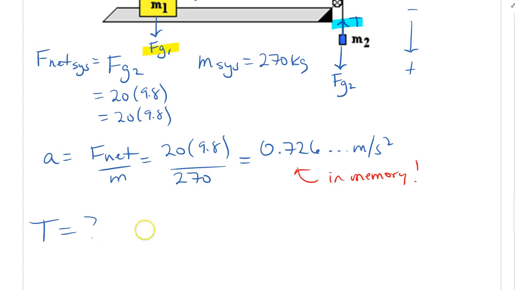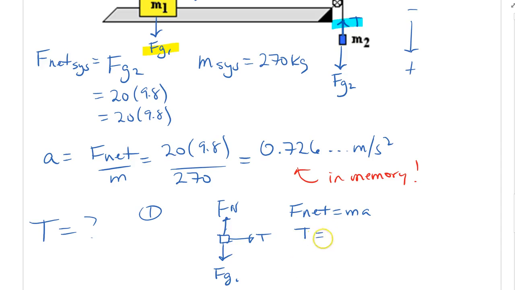So to do the tension force, let's try free body diagram number 1. So here's my object. I had Fg1 downwards, I had the normal force this way, and I had this tension force that way. If I write an F net equals ma statement for it, these two cancel each other out, and I just have that tension force, which is equal to the mass of object number 1.